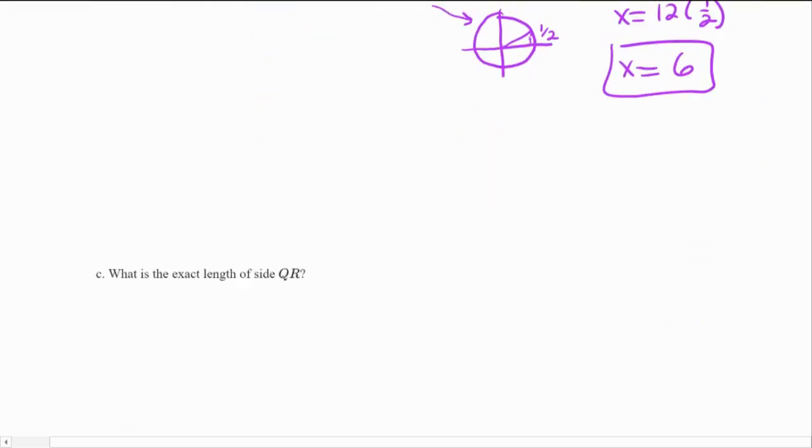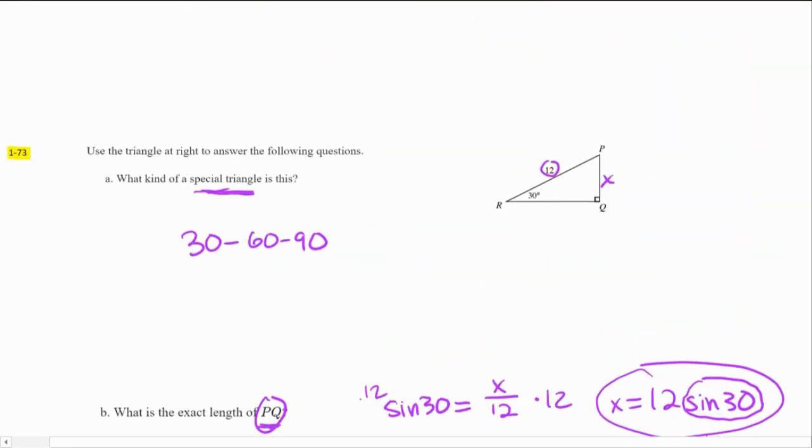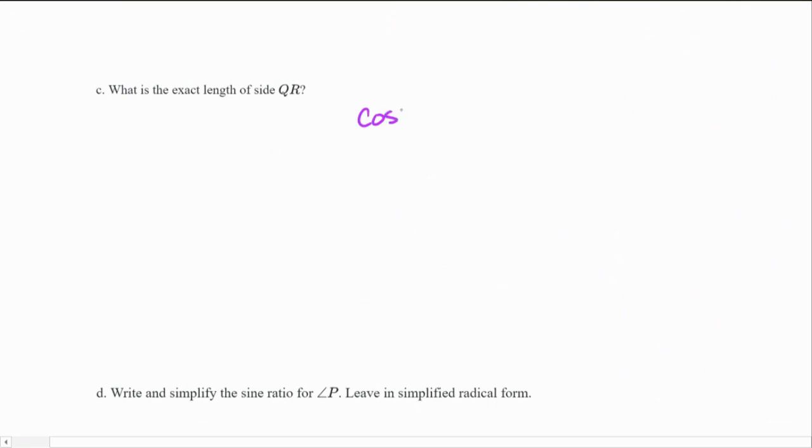Now on this one here, we're asking what's the exact length of QR. Let's scroll up here to show QR. So I'm going to call QR y. And to set this one up, pretty much the same thing, except instead of using sine of 30, I'm going to use cosine, because I'm looking for the adjacent side. So in this one, I'm going to use cosine of 30 equals side QR over the hypotenuse, which is 12. So same idea, I'm going to multiply both sides by 12, and I'm going to get y equals 12 cosine of 30.